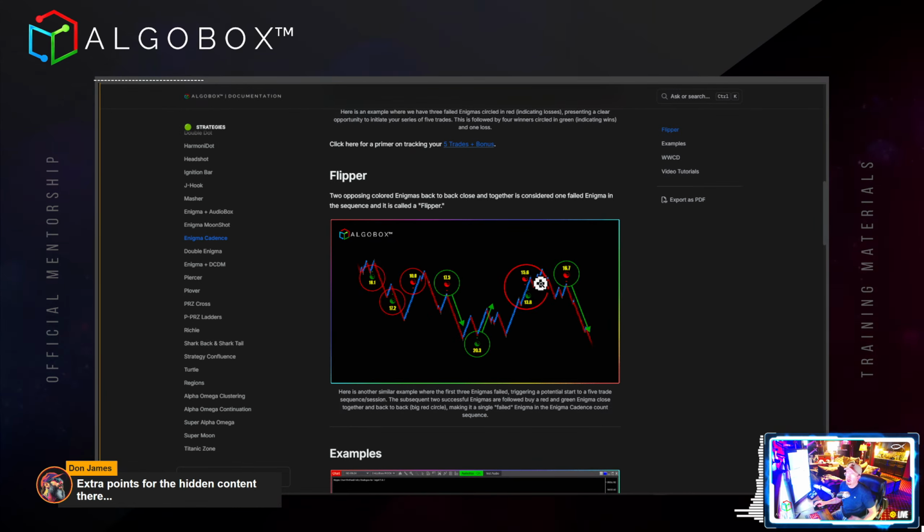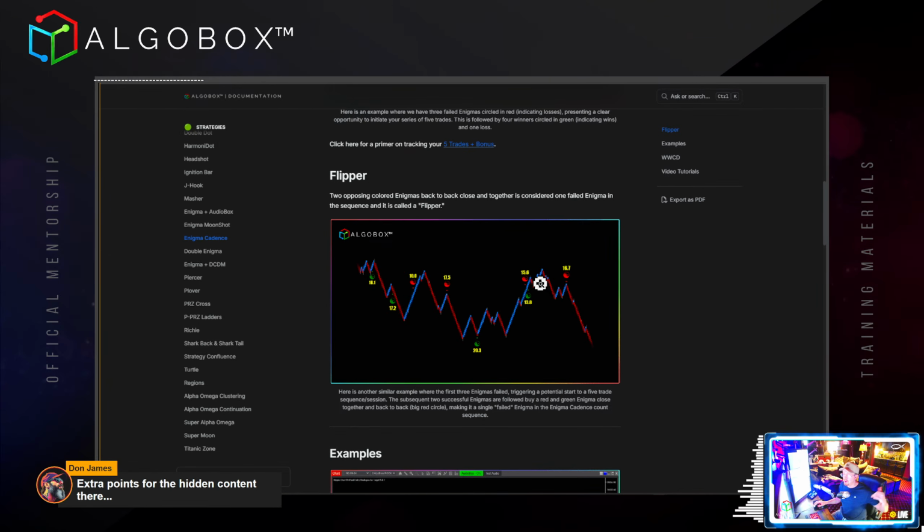A target on an Enigma is 20 ticks minimum. I'm not looking for 10. I'm not looking for 15. On an Enigma, even down on the 1s, I am looking for a 20 tick target, which is the default for drawing that little blue line off of an Enigma.